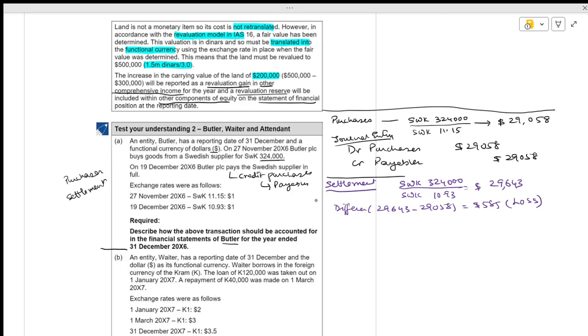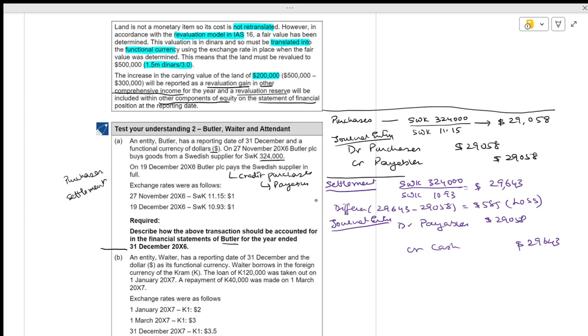What is the general entry you have to write? Debit is what? Debit will be payables. How much? Payables will remain the same, 29,058. Now credit will be what? Credit will be cash. How much are you paying? 29,643. It is in dollars.